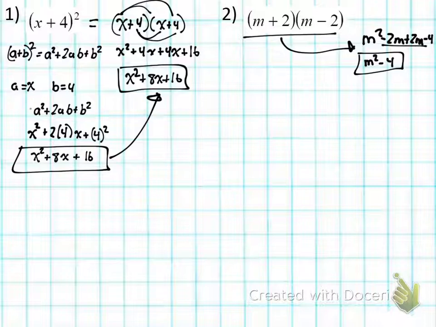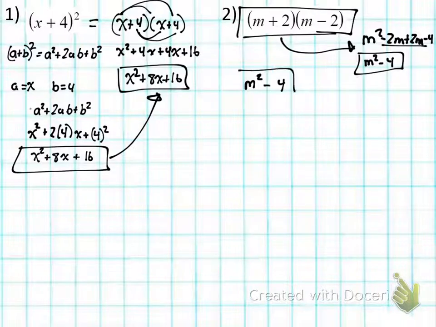Now watch the new way. I'm noticing that this is a difference of squares: this is a plus 2, and this is a minus 2. I just take the first term, a is m, so it's m squared. 2 squared is 4, and then put a minus sign in the middle. That's it. That's how you do that problem. Did y'all see how fast that was?